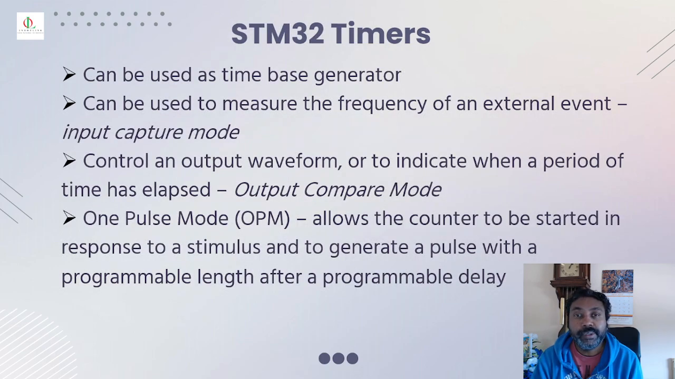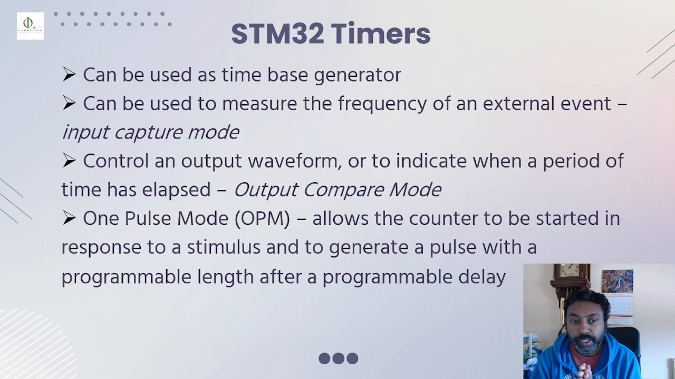In STM32, timers can be used as a time base generator and can work in three different modes. The input capture mode can measure the frequency of an external event. The output compare mode controls the output waveform, and if the period elapses, it compares with the input capture value. So that's what the output compare mode does.